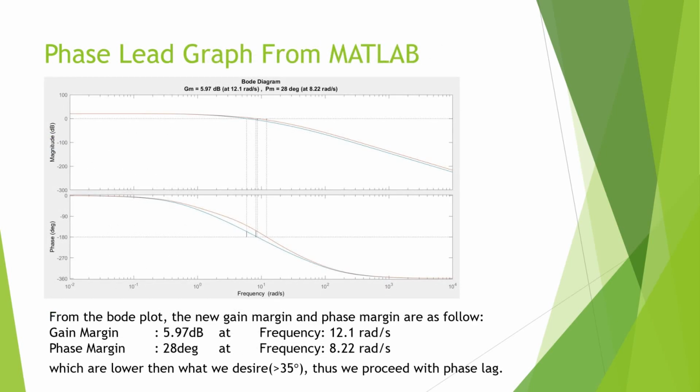After we plot the new line, we get new values of gain margin and phase margin as shown. The new gain margin is 8.97 dB at a frequency of 12.1 radian per second, and the phase margin is 28 degrees at a frequency of 8.22 radian per second. The new phase margin is lower than what we desire, which is at least 35 degrees. Thus, we proceed with phase lag.